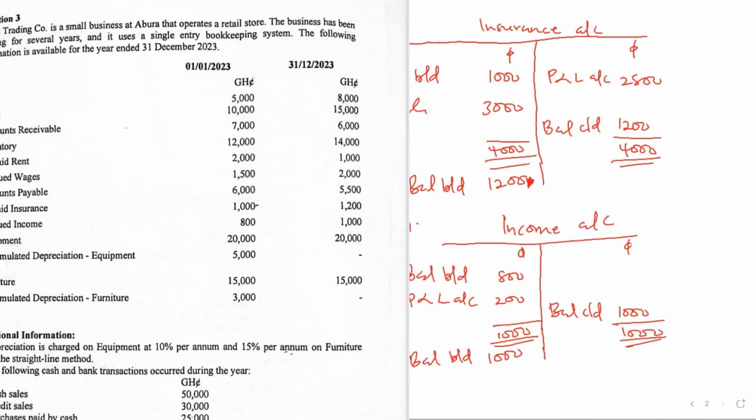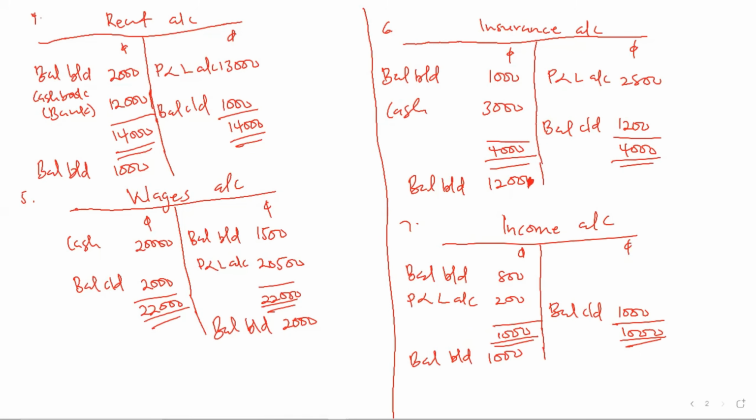So when you are done with this one, you could see that in this question, they did not give you the cash account and bank account. So what you have to do is prepare the bank account yourself so that you can get the figures or the closing balances for the bank and cash. So with this particular question, you need to prepare the cash and bank account. So let's prepare the bank account.